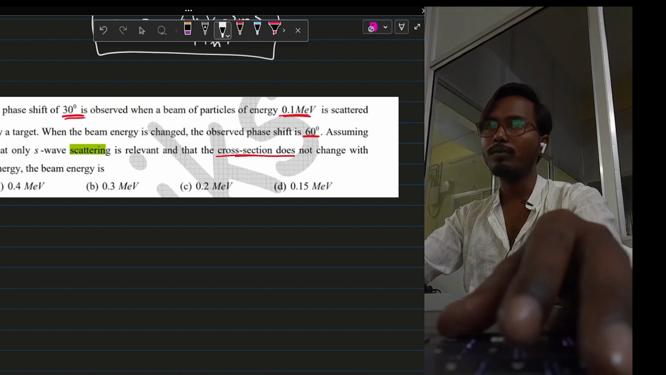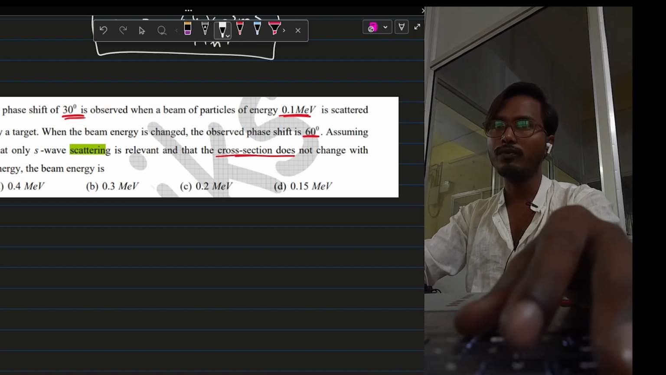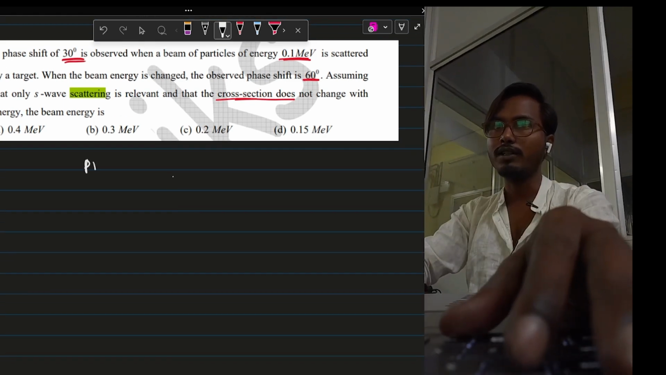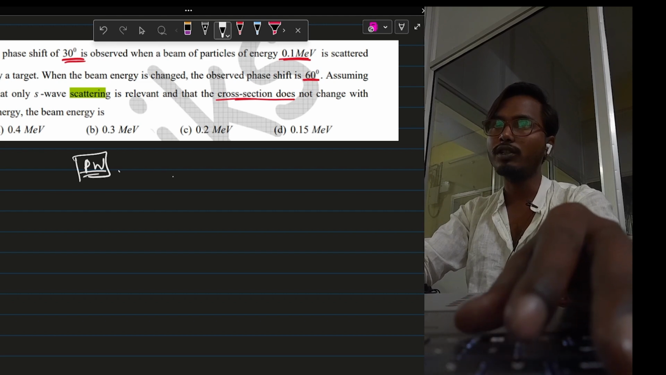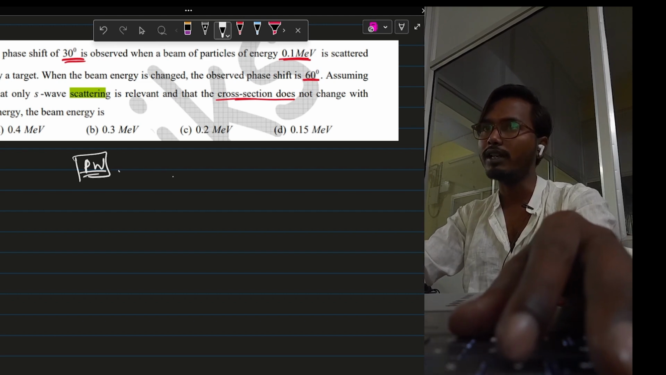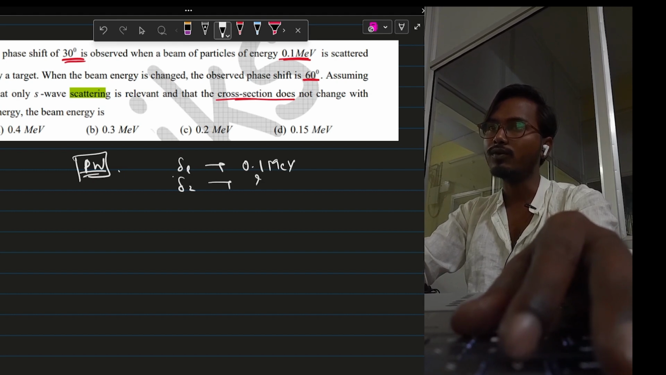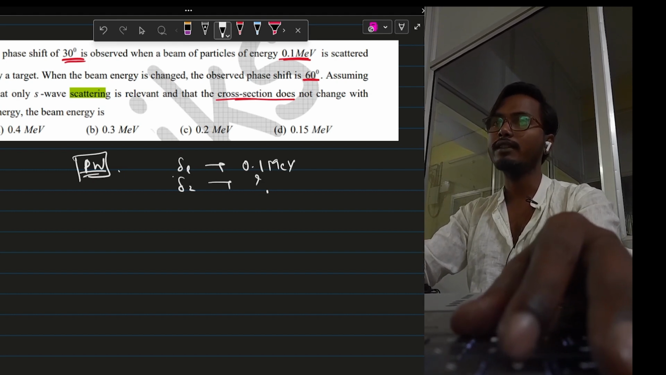So we have another problem here from partial wave analysis. Here it says a phase shift of 30 degree is observed when a beam of particles has energy 0.1 MeV, and then for another phase shift we have to find the energy. And the question says that the cross section does not change.